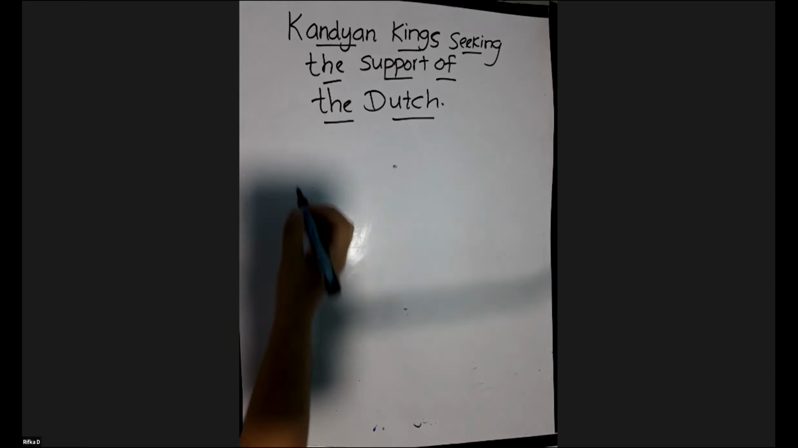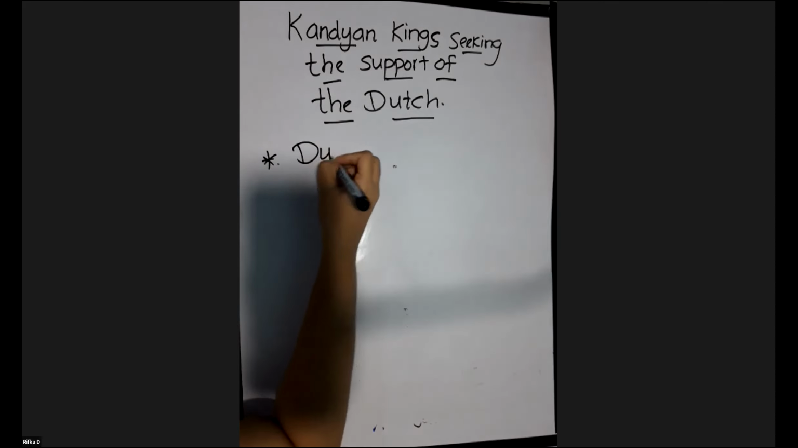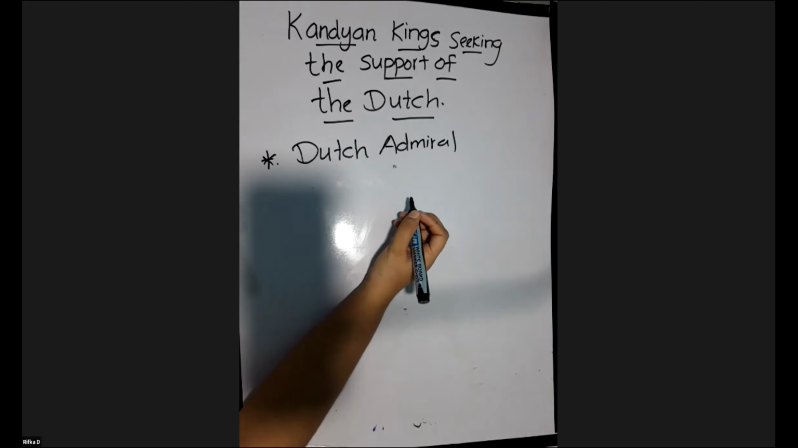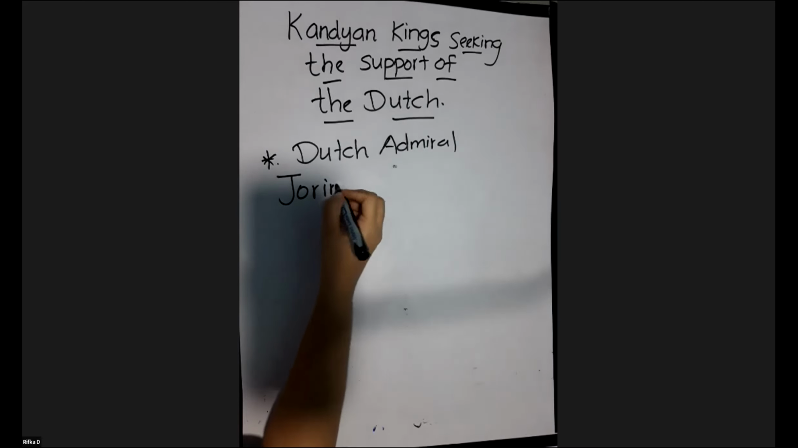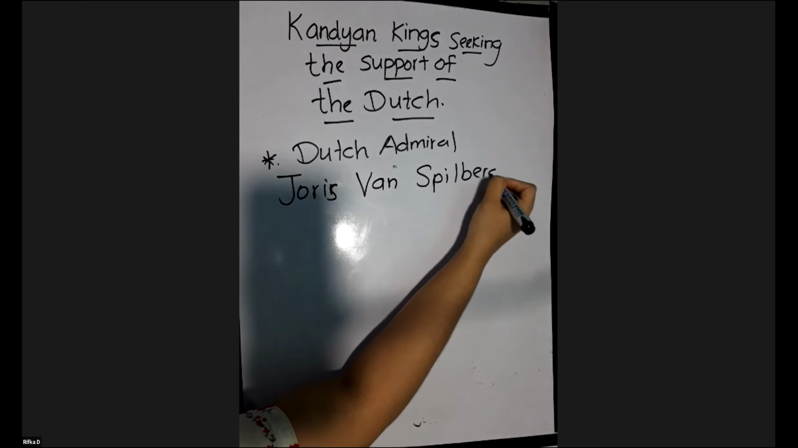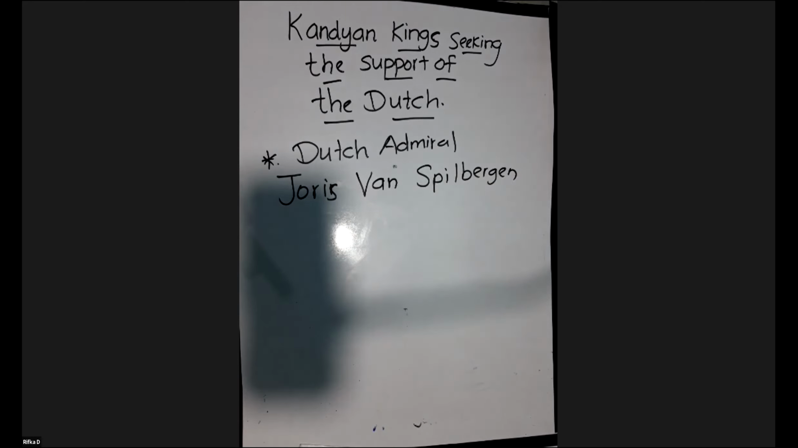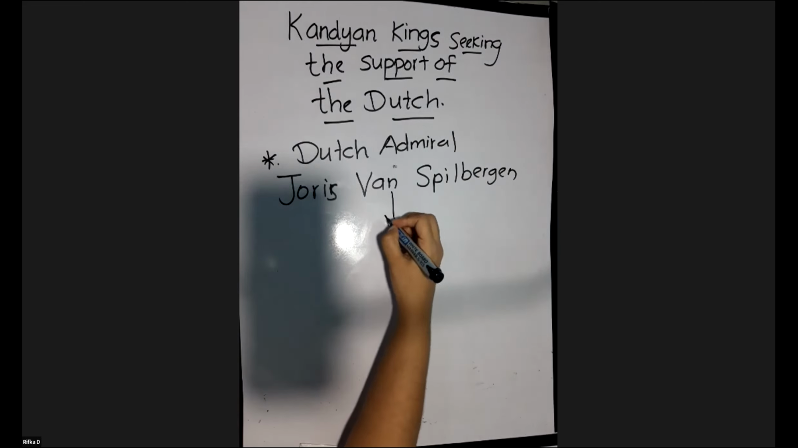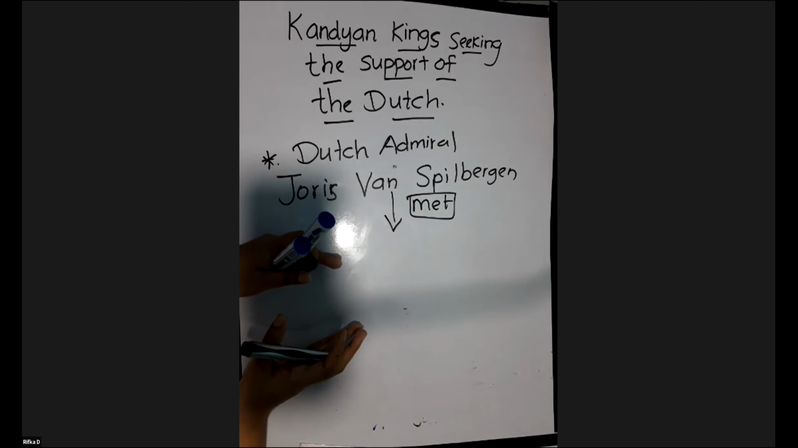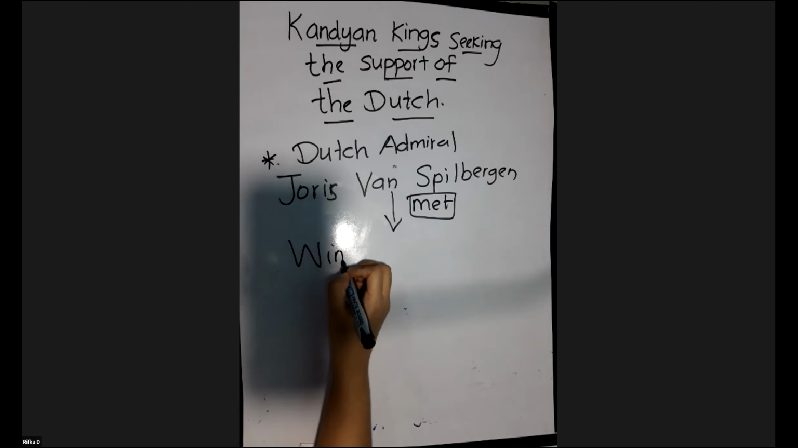Now, children, there was a Dutch admiral named Joris van Spilbergen. He reached the eastern coast of Sri Lanka with three ships and landed at Batticaloa. And then he met whom? At the time, the Kandyan kingdom was ruled by a great ruler, Vimala Dharma Surya the First.